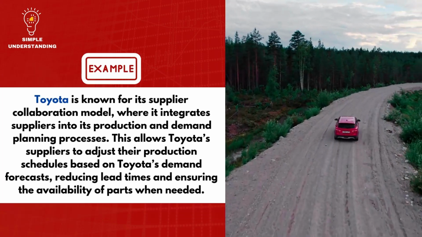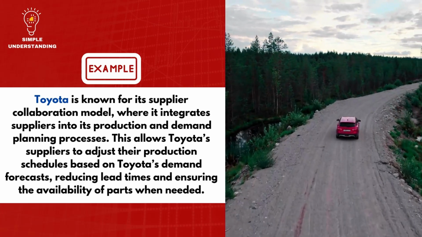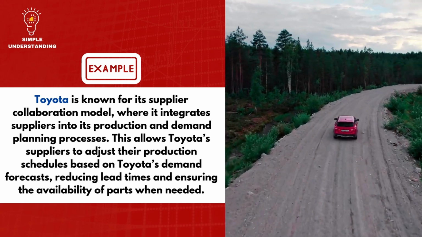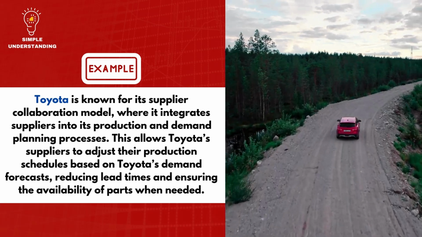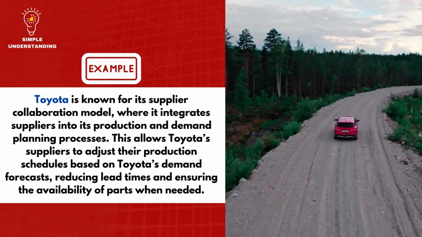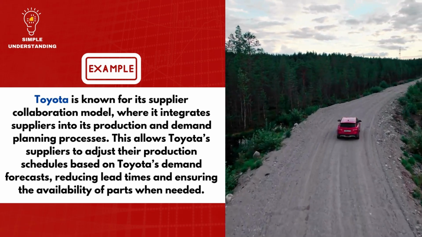Real company example. Toyota is known for its supplier collaboration model, where it integrates suppliers into its production and demand planning processes. This allows Toyota's suppliers to adjust their production schedules based on Toyota's demand forecasts, reducing lead times and ensuring the availability of parts when needed.